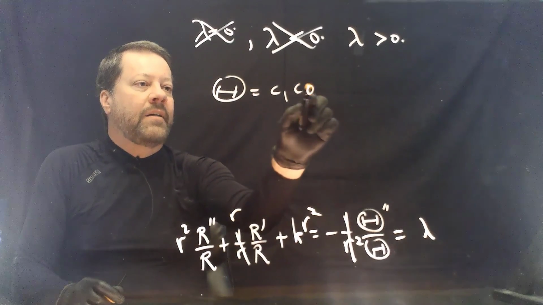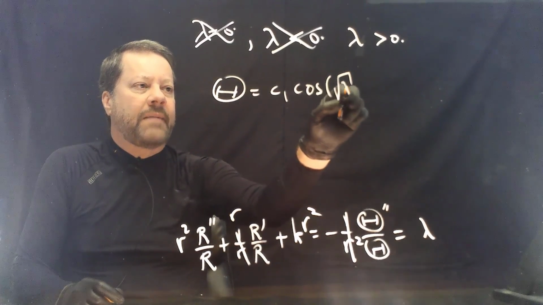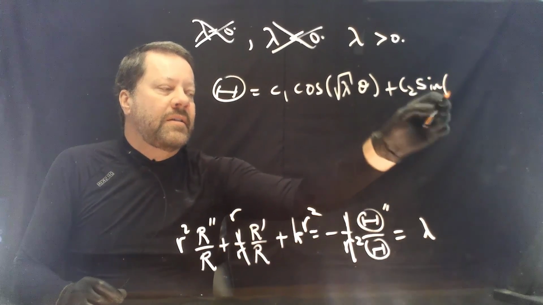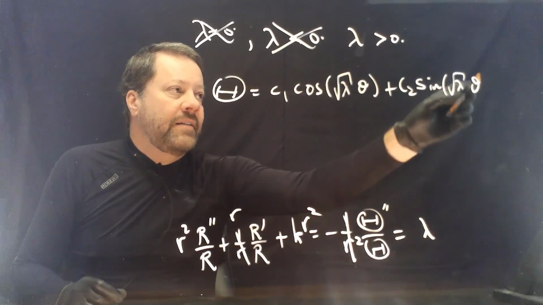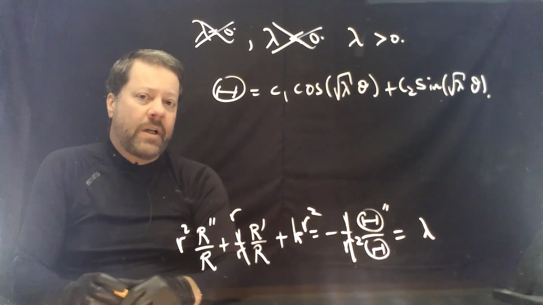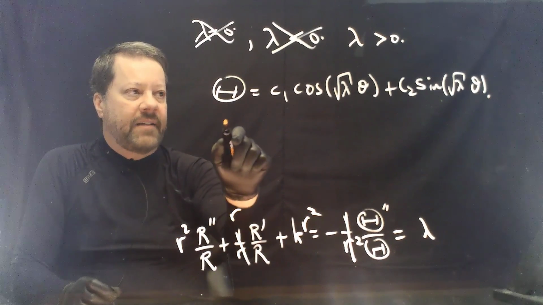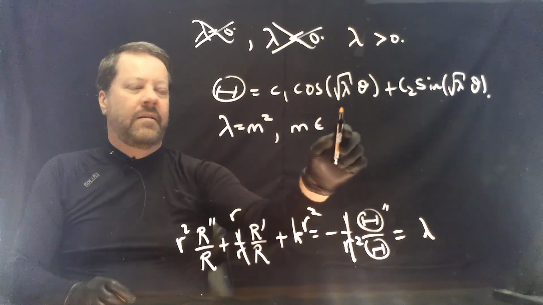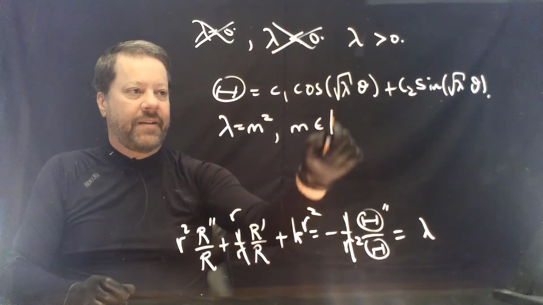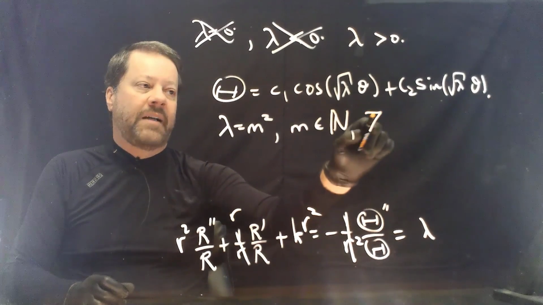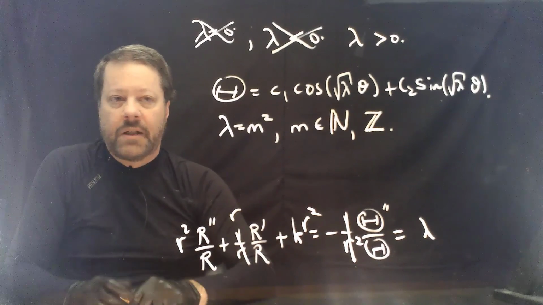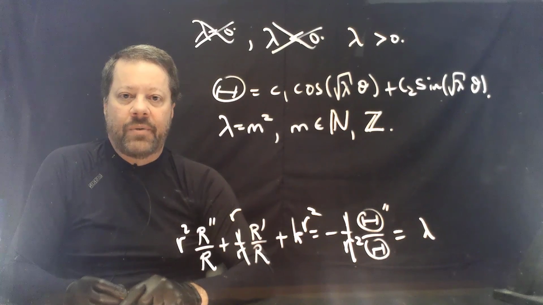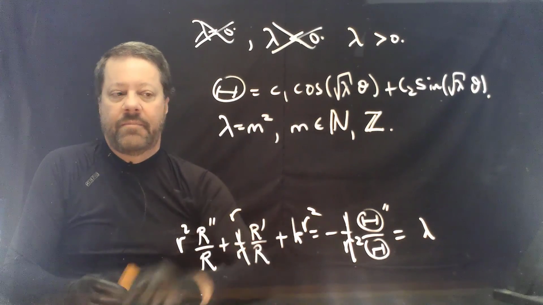Theta equals c1 cosine of the square root of lambda theta plus c2 sine of square root of lambda theta. In order to get 2 pi periodicity, then, we have to have lambda equals m squared, where m is an element of the set of natural numbers, or potentially even the collection of integers, though putting in integers won't give you anything new because it's m squared.